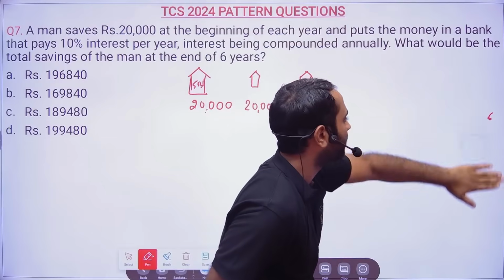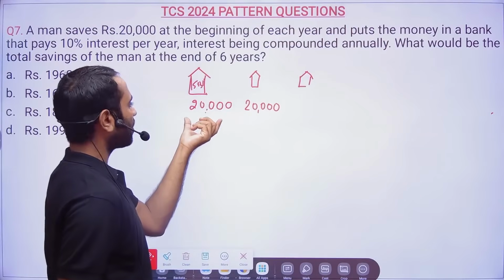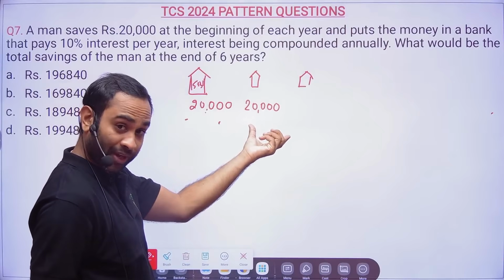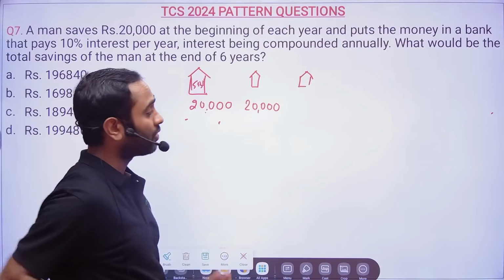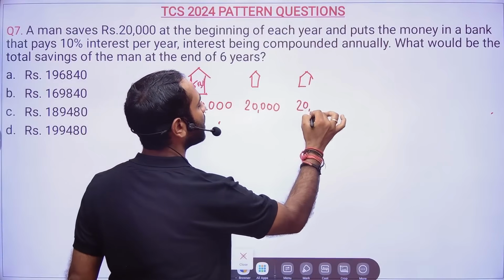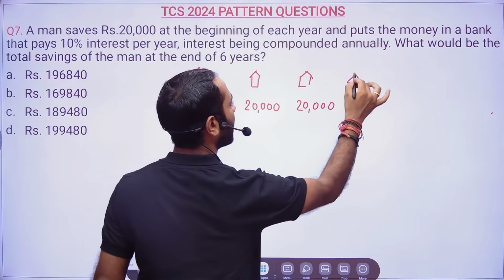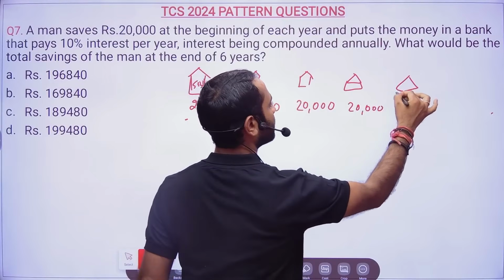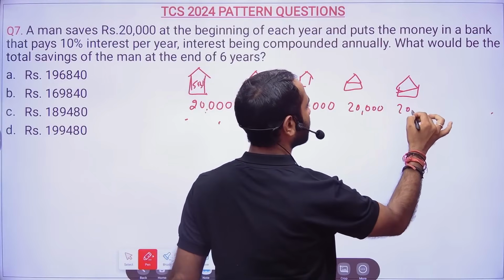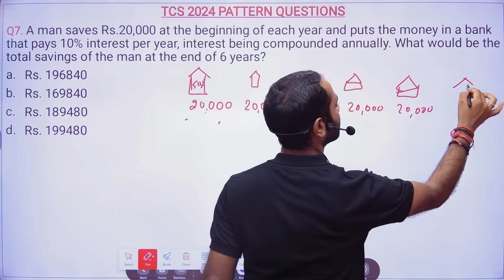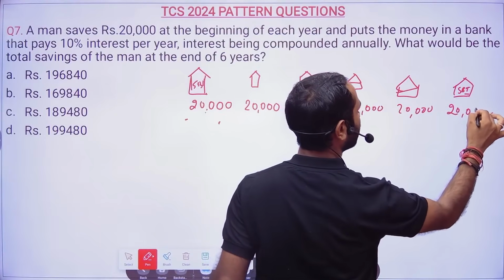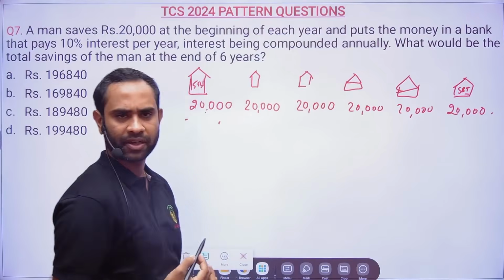What you are doing is, you put 20,000 for the first year, and next year you are going and putting again 20,000. So 20,000 was already there, 20,000 again. So every year you are putting 20,000 rupees in the bank, right? So this is 4 times, and this is 5 times, and this is 6 times. So 6 times, every year till 6 years, you are putting the money in the bank.